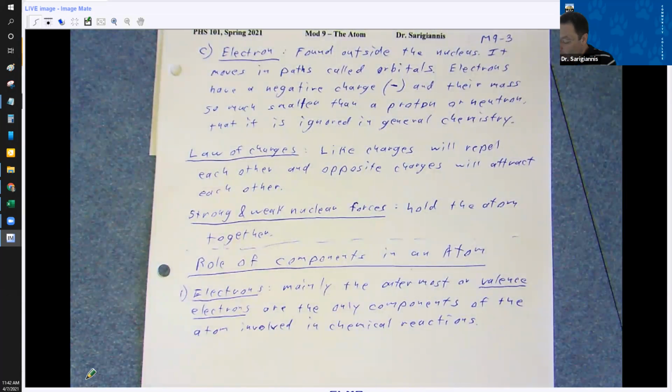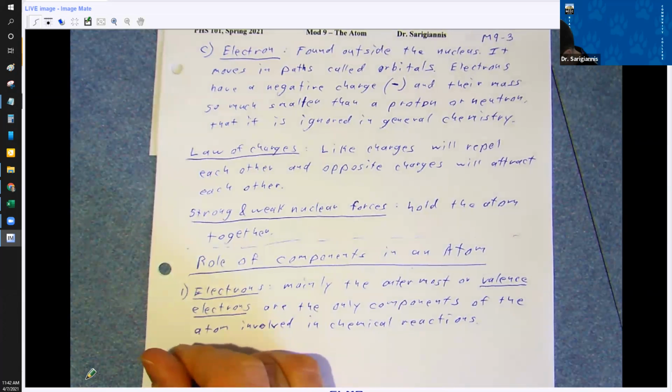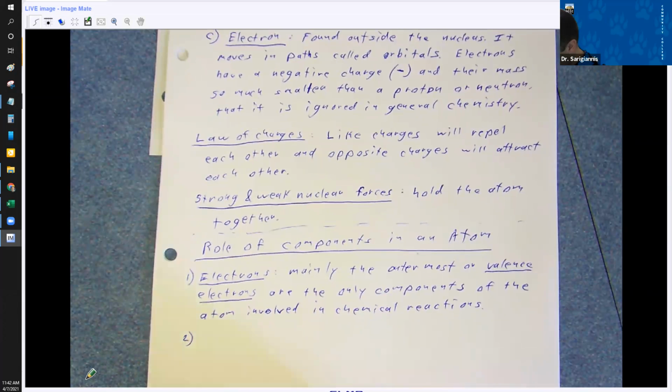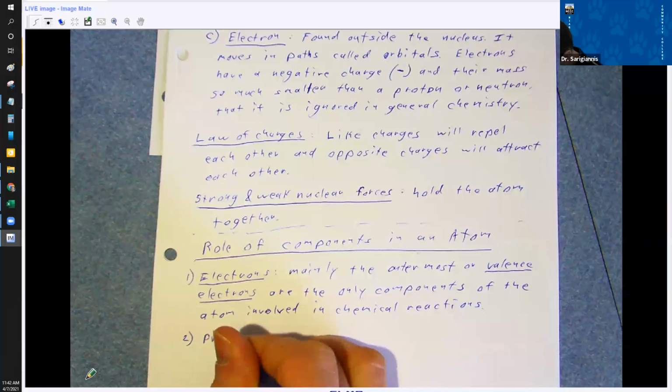We're going to find out that atoms have different numbers of electrons depending on the atom. The outermost electrons are called valence electrons. If you hear the term valence, that means the outermost electrons of the atom. And these are typically the only ones that are actually doing anything involving chemical reactions. We'll learn more about their roles later. Let's look at protons.